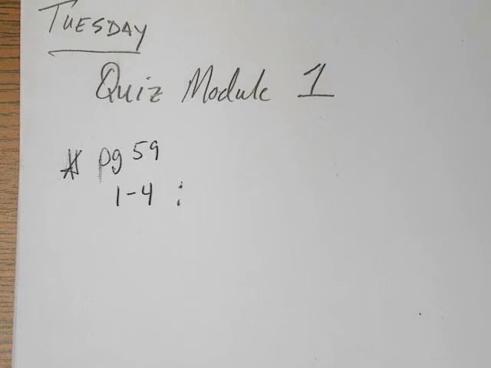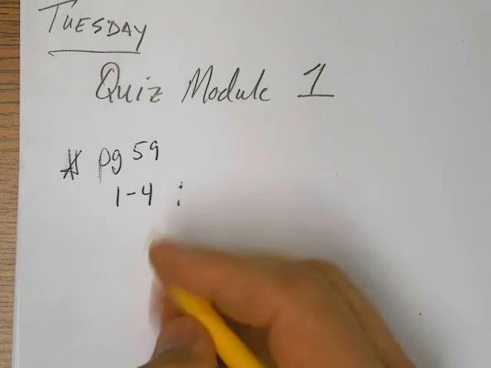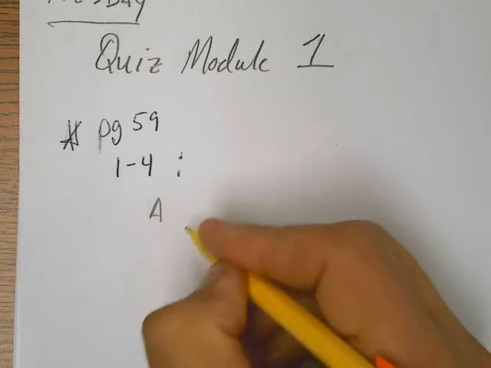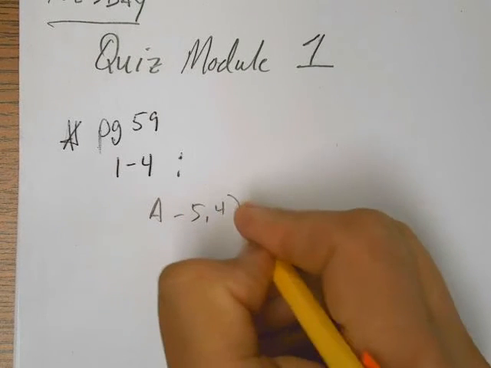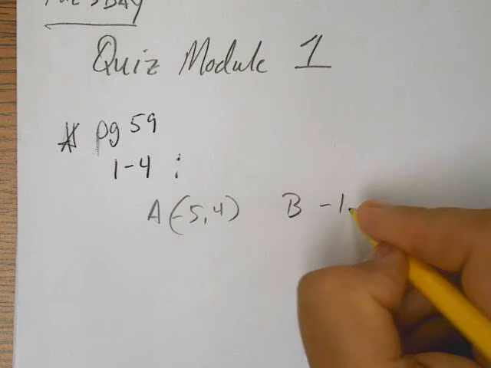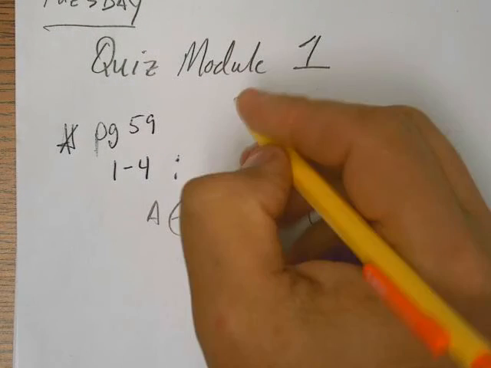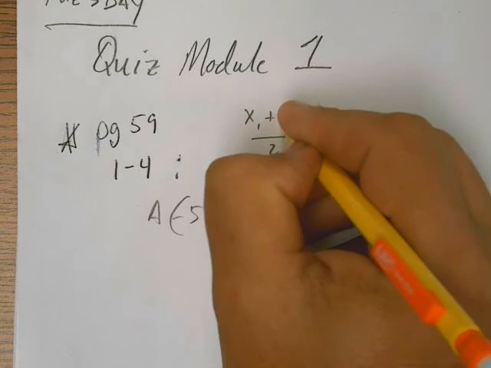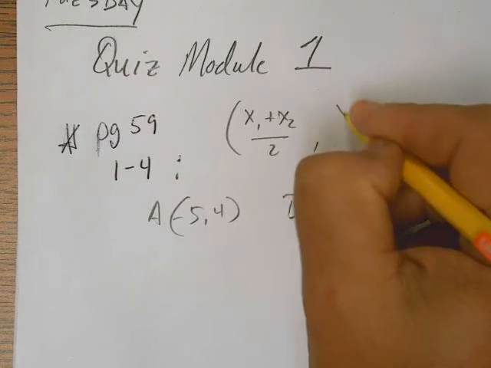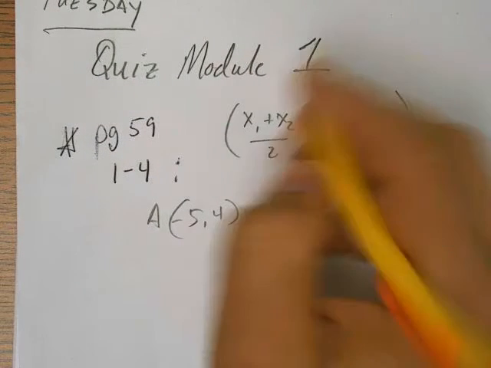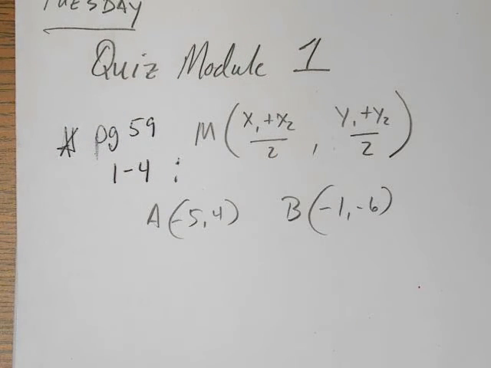Number 1, on page 59, it says, point M is the midpoint between A, which is at -5, 4, and B, which is at -1, -6. So quick review of the midpoint formula. We add the x's, we add the y's, and divide by 2. That gives us the midpoint formula.